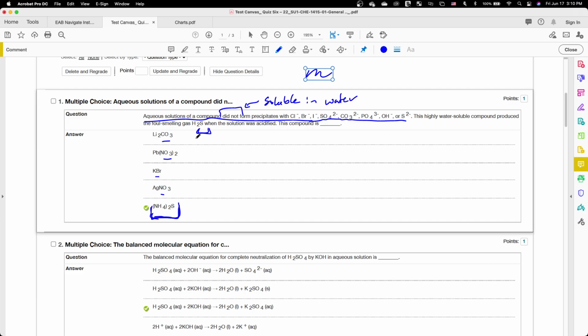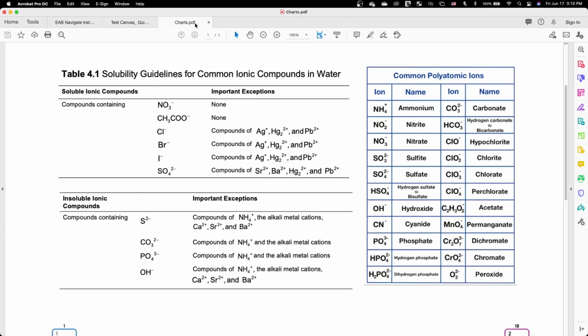And again, you do that by going over to the chart. You find ammonium and you find sulfide. Here's sulfide, in the insolubles, so that makes you think that it's actually insoluble. But then if you look at the exceptions, one of the exceptions is actually ammonium, so ammonium sulfide right there. I don't know if you can see that or not, so let me mark that so that you can actually see it.